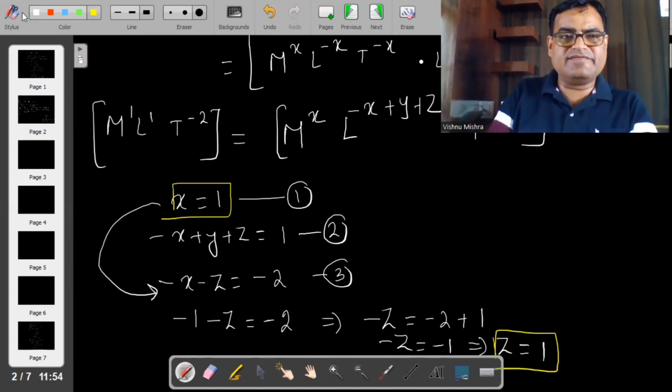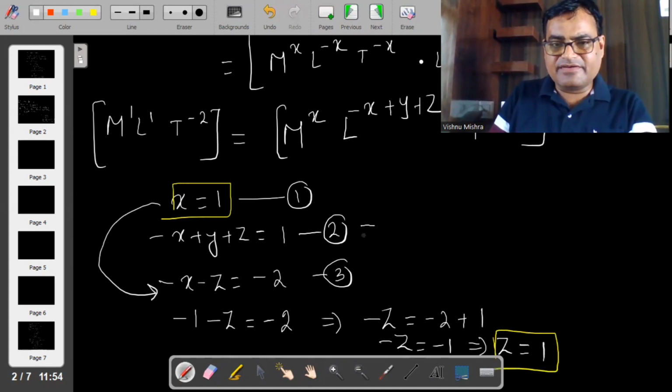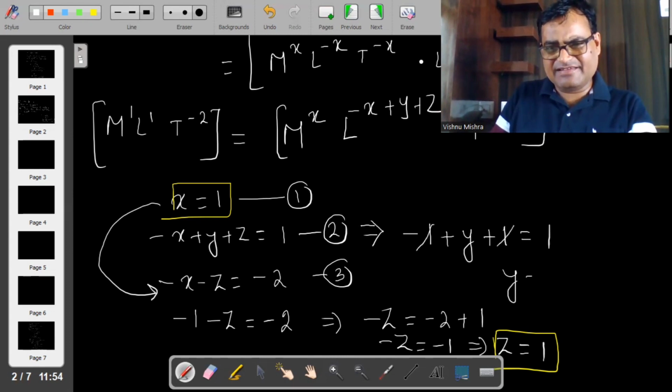Now find the value of y. Y can be found from equation number 2. Put in the values x equal to 1 and z equal to 1; the terms cancel out, so y is equal to 1. So x is 1, y is 1 and z is 1.